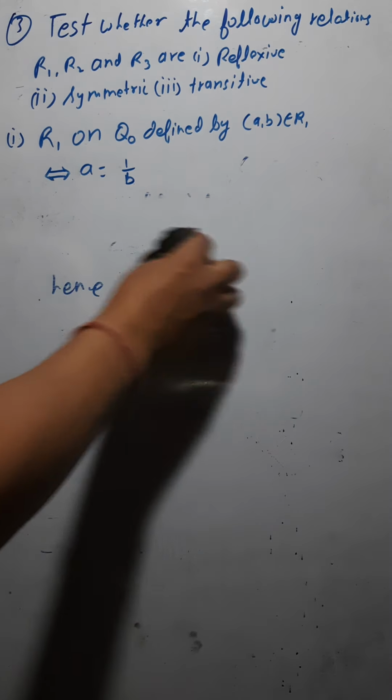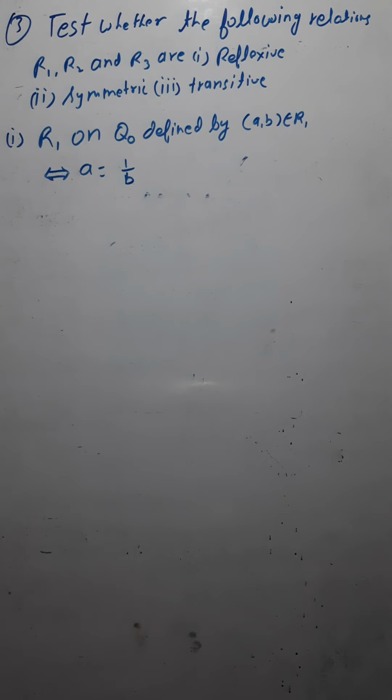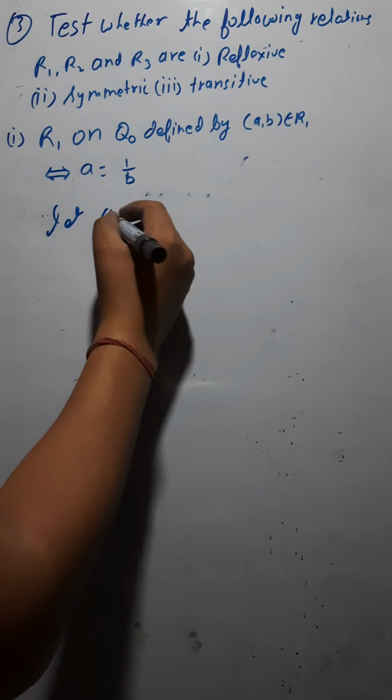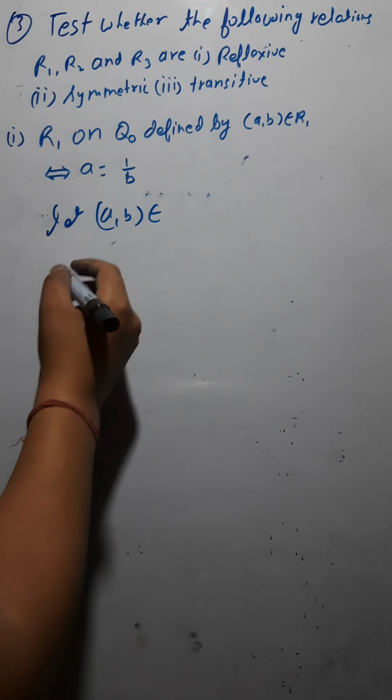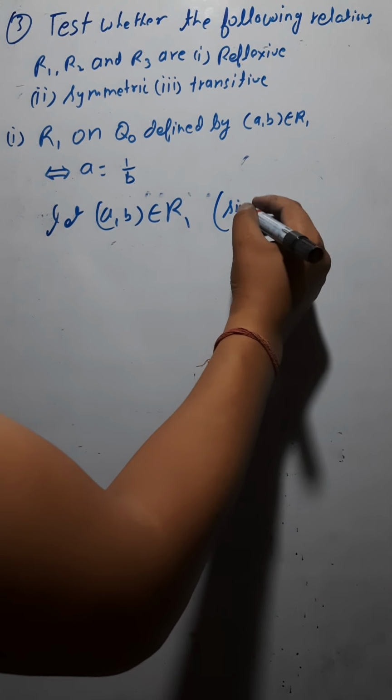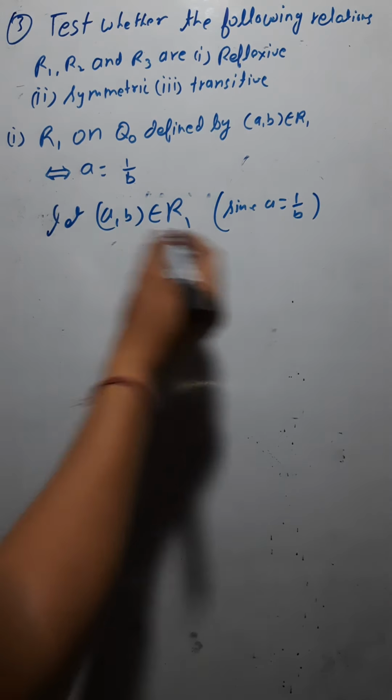Now let's check whether the given relation is symmetric or not. Just think about it: how would you say that the relation is symmetric or not? Try it yourself. What is the condition for being a symmetric relation? Let A, B be an ordered pair which is there in the relation. Can it be there in the relation? Yes, since A is equal to 1 by B, that has already been given.